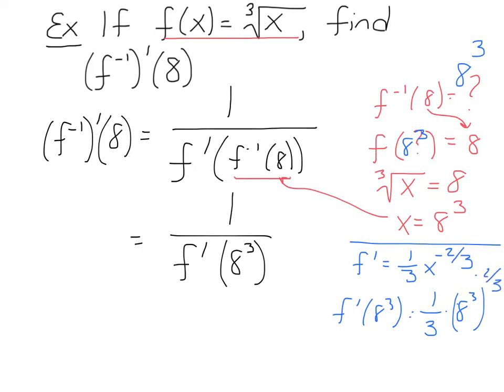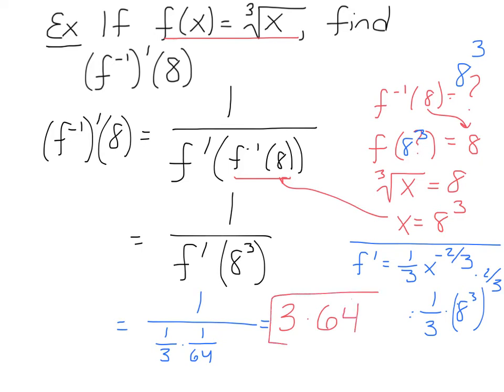When you're done simplifying, you're going to get 1 over, let's see, 1/3, and we're going to get 8 to the negative 2, which is 1 over 64. We could simplify this up, and I'm going to clear a little room right here. Our final answer would just be 3 times 64, whatever that number is. That will be the slope.